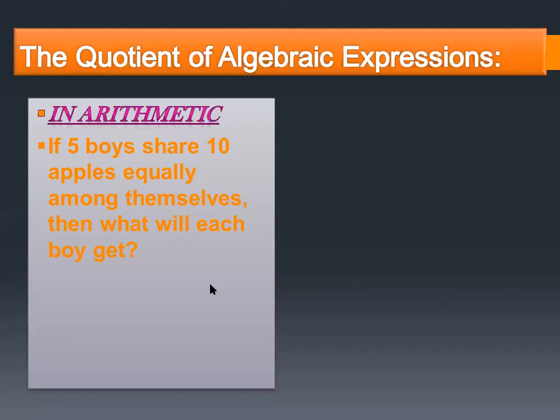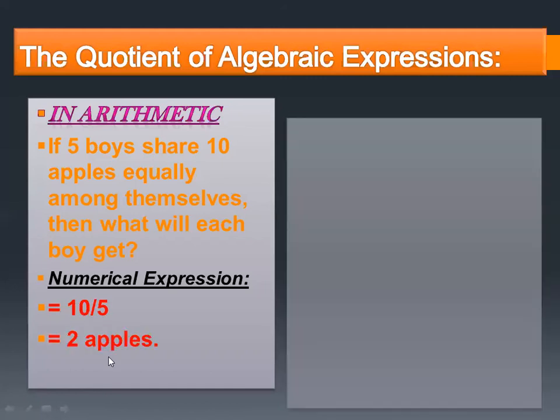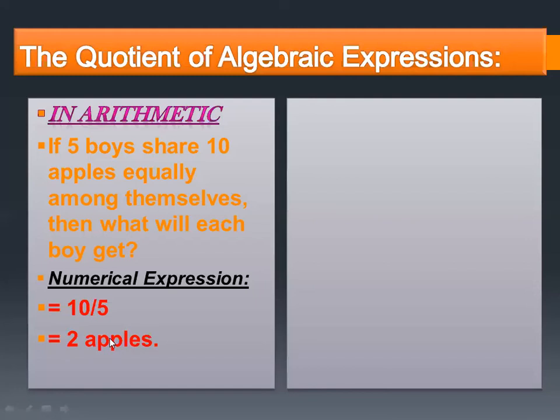So what will be the numerical expression of this? It is very simple. You will divide 10 by 5. Do not write 5 divided by 10, because the total number of boys is considered the denominator, and the amount to be shared is considered the numerator. So simply you will divide 10 by 5, and 5 ones are 5, 5 twos are 10. So it will be 2 apples. Very simple. Each boy will get 2 apples.